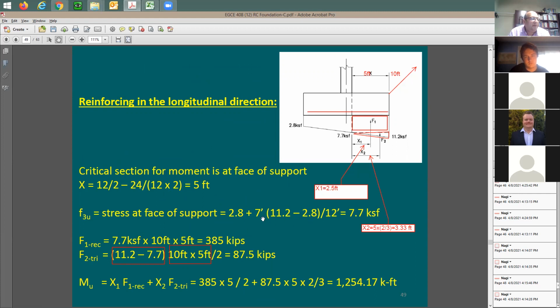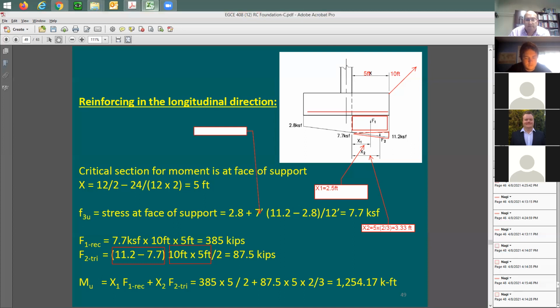Okay, can you try the number? Maybe this 7 feet is just a typo. Good catch, thank you. Is this 7 feet or 5 feet? Let me double check. Okay, good, thank you. So if you do it by 7, it's 7.7. If you do it by 5, it's going to be 6.3.